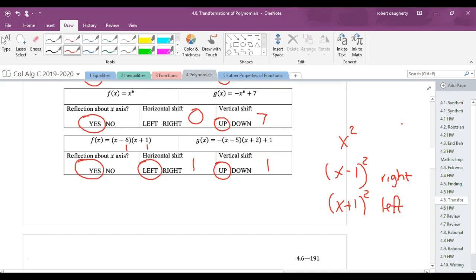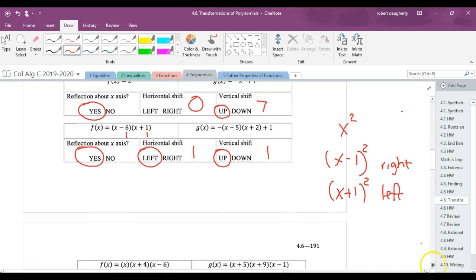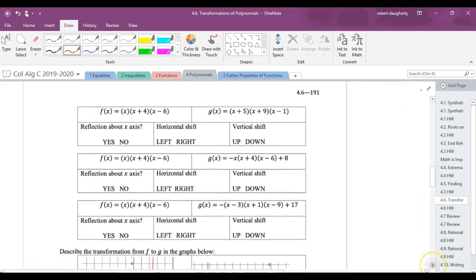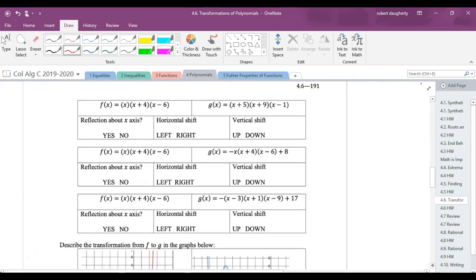On the y-axis, positive numbers move you up, negative numbers move you down, okay? So this is the one that people struggle a little bit with, but I think you just have to decode how did you get from one to the other, okay? Has this been reflected about the x-axis? No, I don't see any change of sign. Something has happened horizontally, okay?